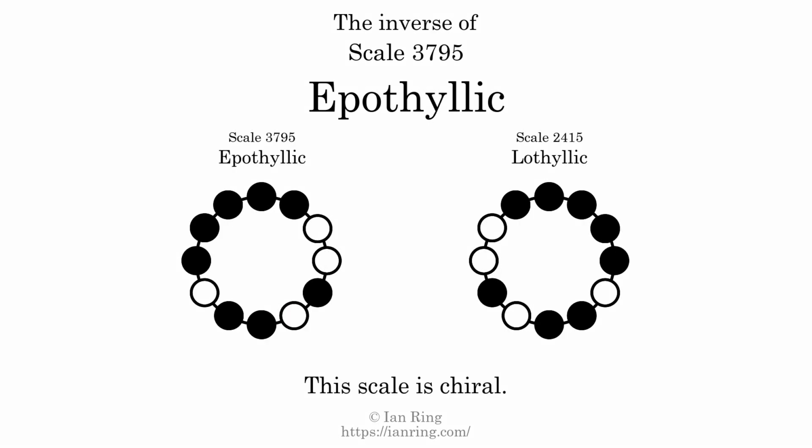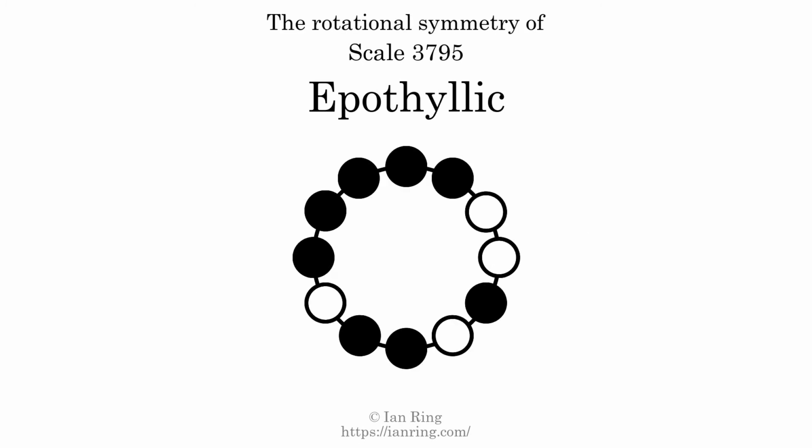The inverse of a scale is a mirror image. It is what you get when the sequence of intervals is reversed. The inverse of this scale is scale 2415, also known as Epothyllic. This scale is chiral. It cannot transform into its inverse by rotational transformation. This scale has no rotational symmetry.